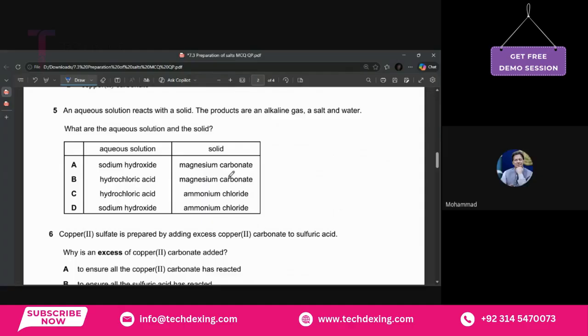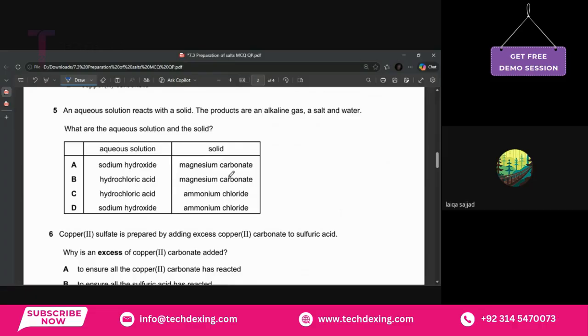D. Sodium hydroxide plus ammonium chloride. This one? Yes. What's the reason? Because the ammonia gas is produced when an ammonium salt reacts with a strong base. Yes, very excellent, because it will give us an alkaline gas, which is ammonia.